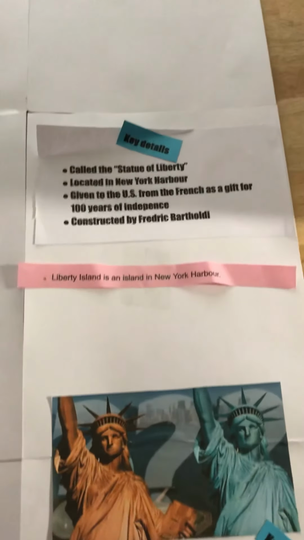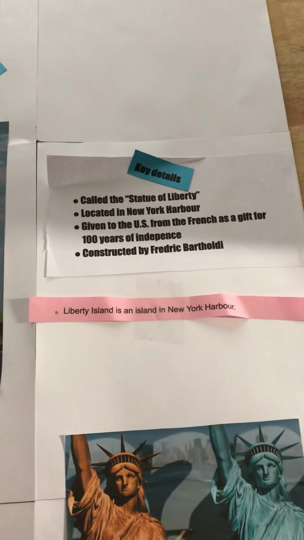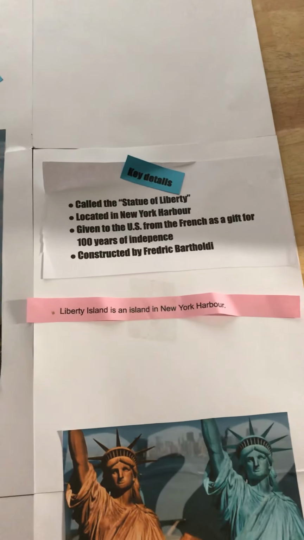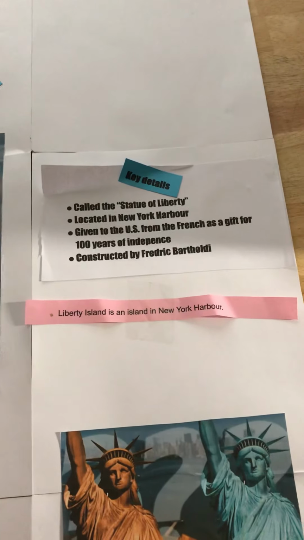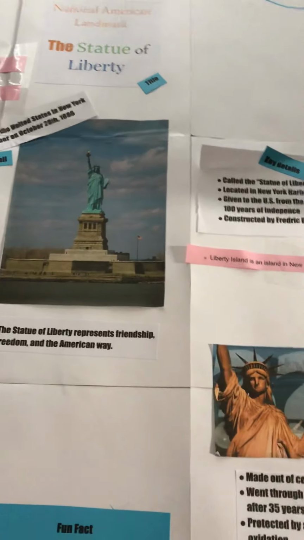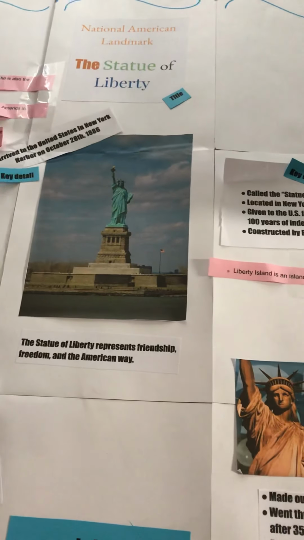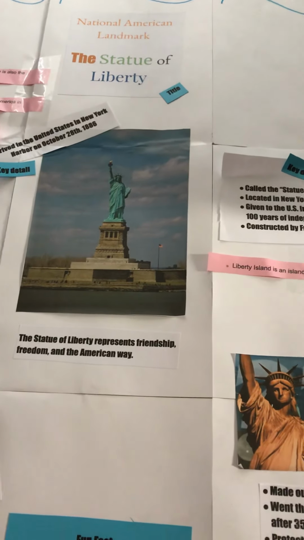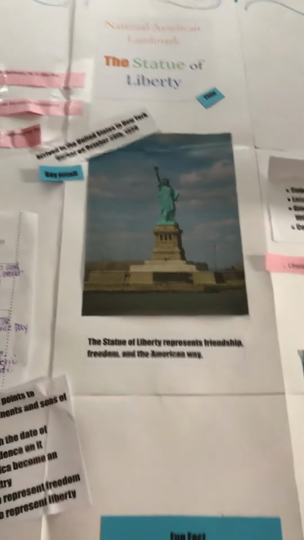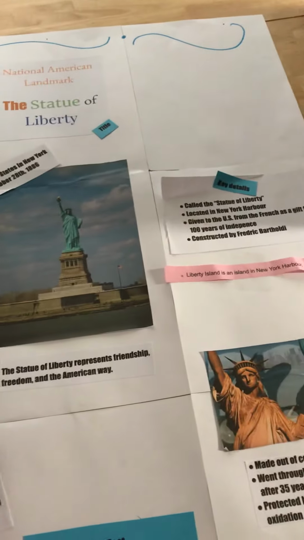So then over here, under key detail in the white and black, I have called the Statue of Liberty, located in New York Harbor, given to the U.S. from the French as a gift for 100 years of independence, and constructed by Frederick Bartholdi. Those are all details that I gathered from lesson 1. So those are just some of the most important facts that I thought needed to be taken away and needed to be explained or told to the person who I'm teaching or presenting this teaching poster to.